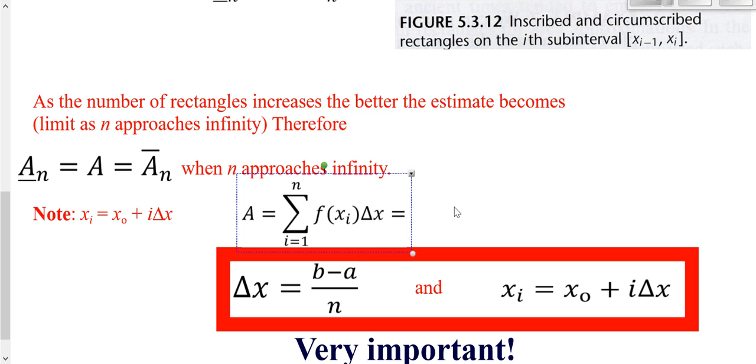Now, the two formulas that are going to be very helpful are basically finding delta x, which once again is total width, b minus a, divided by the number of pieces. And then x sub i, what we're plugging into our function, which is x sub 0, the beginning, plus i times delta x that we just figured out here. Notice it says very important, and it's boxed in a big red box. Make sure you have these highlighted or something like that, because we're going to have to be using these formulas.